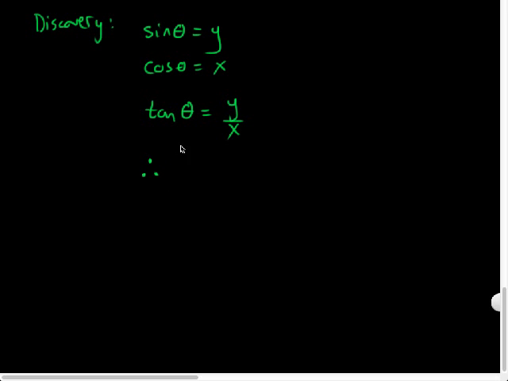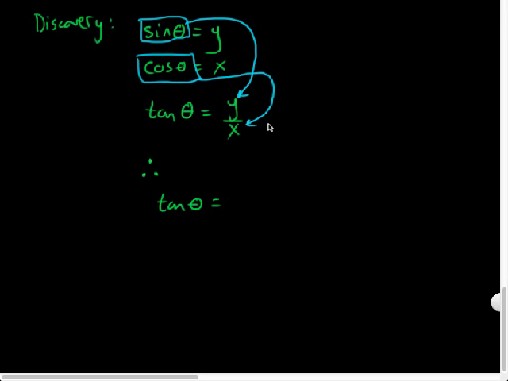So therefore, this is also true that tan of theta is equal to, and watch what I can do here. If sine theta is equal to y, I could plug this in here. And if cosine theta is equal to x, I could plug this in here. Right? So I'm using the substitution property, something that's completely legal. Tan theta is equal to sine theta over cosine theta. And this is one of the quotient identities.